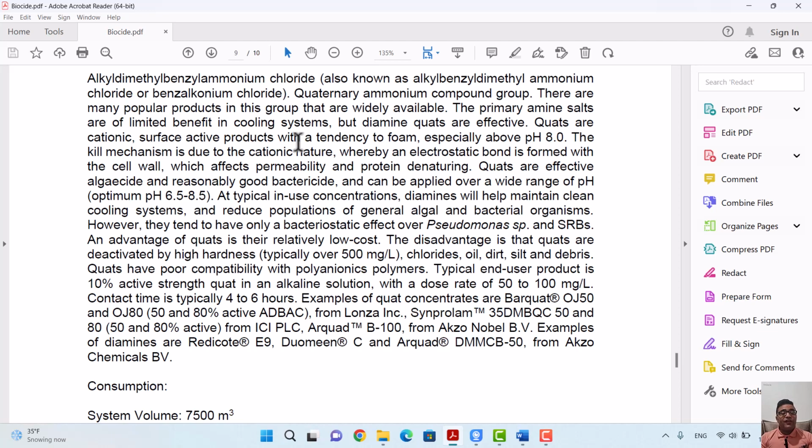Since they were surface active and producing some foam, it meant to us that they were helping the biodispersants. As a result, we reduced the injection of biodispersants, and it was a good experience. But the problem with quats that I encountered first-hand was their inactivation. They are deactivated by dirt, silt, and debris.